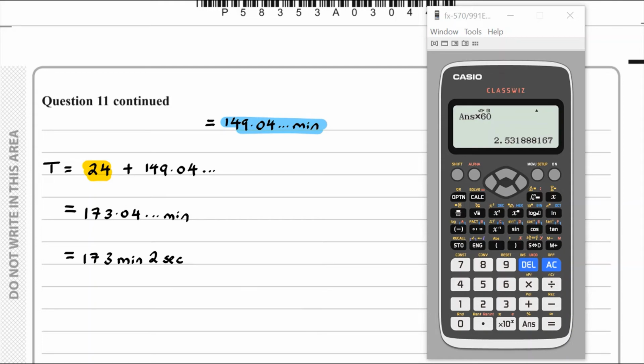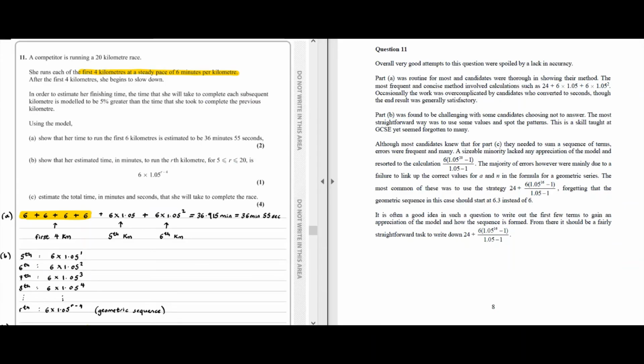Okay. Question 11. Overall, very good attempts to this question were spoiled by a lack in accuracy. Part A was routine for most candidates, who were thorough in showing their method. The most frequent and concise method involved calculations such as 24 plus 6 times 1.05 plus 6 times 1.05 squared. Occasionally the work was overcomplicated by candidates who converted to seconds, though the end result was generally satisfactory.